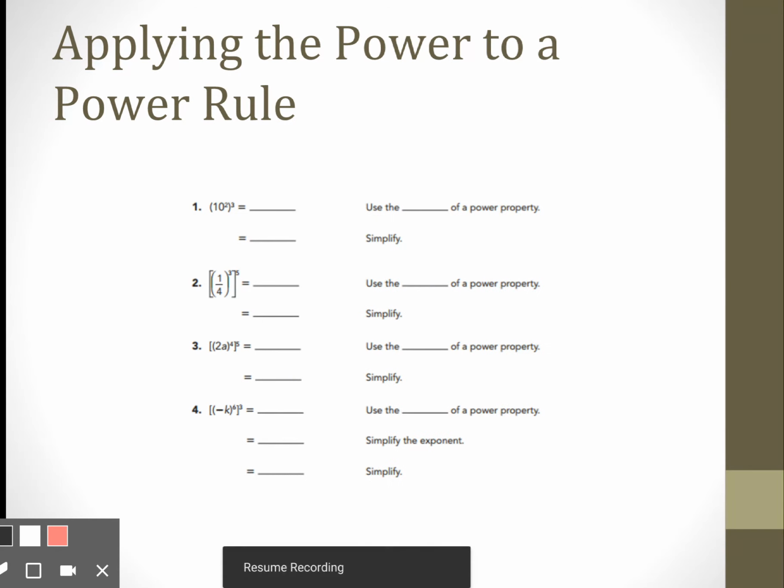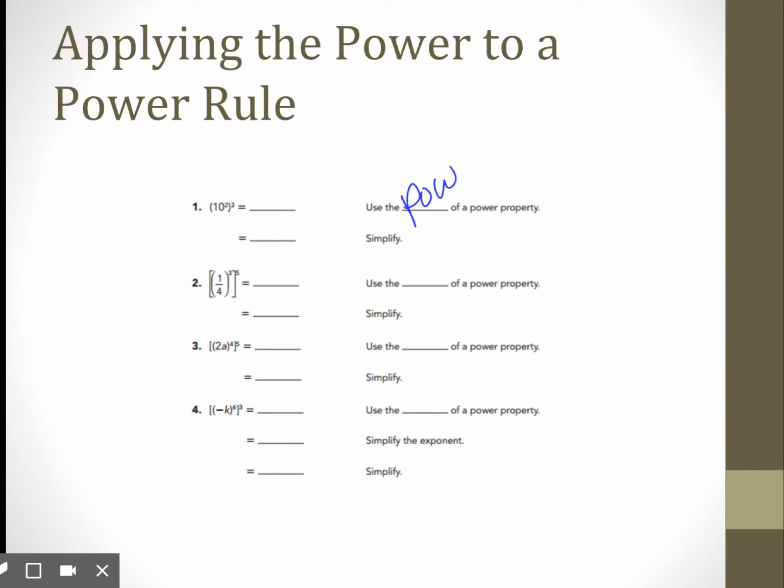Now let's actually do some examples here. Here we have 10 squared raised to the 3rd power. We are going to use the power of a power property and keep our base of 10 and multiply our two exponents of 2 times 3 to get 10 to the 6th power.